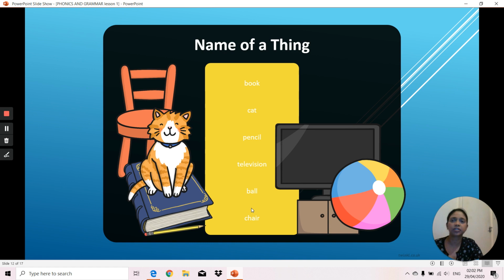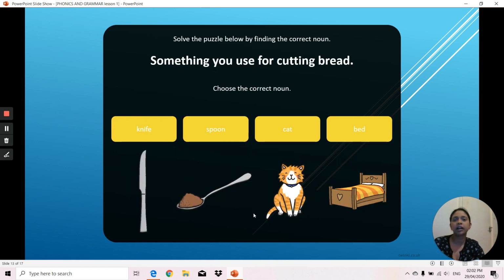So if at all you need to pause at any time during the videos to write down something or to do your paper and pencil task, please feel free to pause the video at any time. Okay, and for your nouns, we've just got a paper and pencil task. This is something for you that you can do. Okay, so you need to solve some of the puzzles which have the nouns in them.